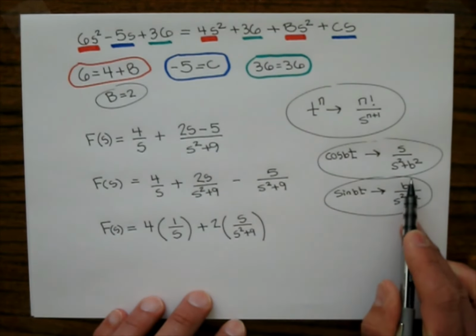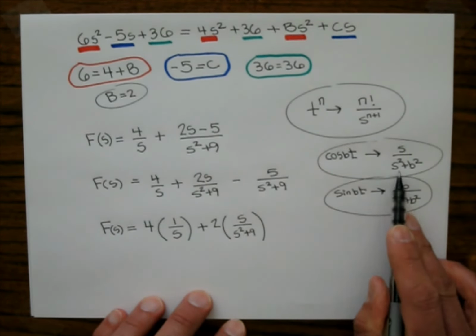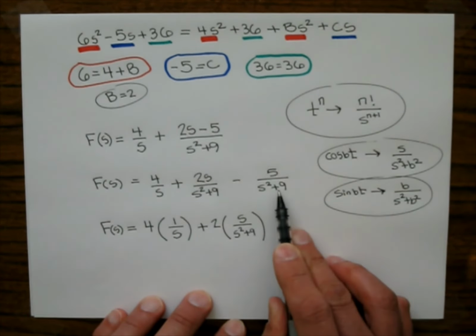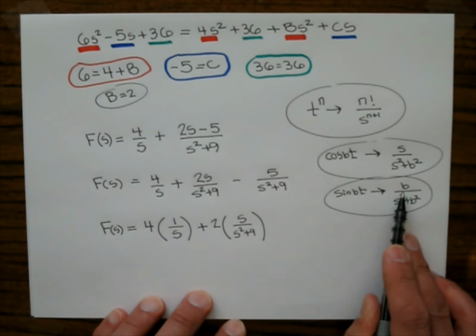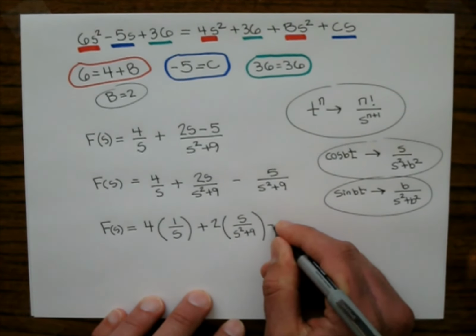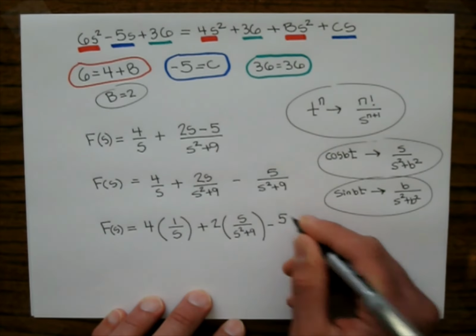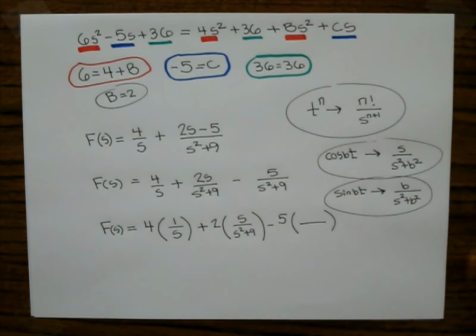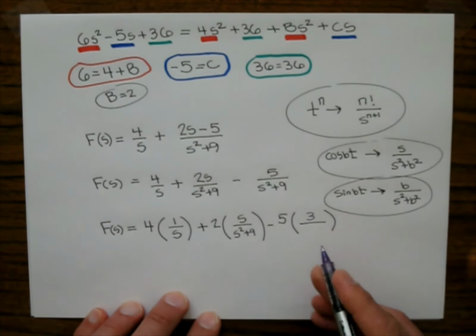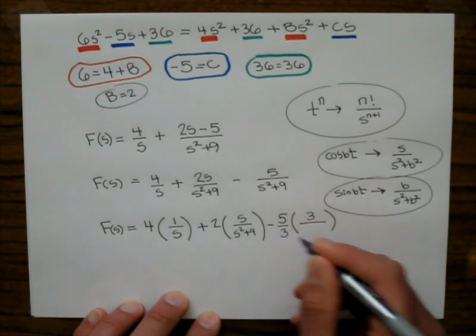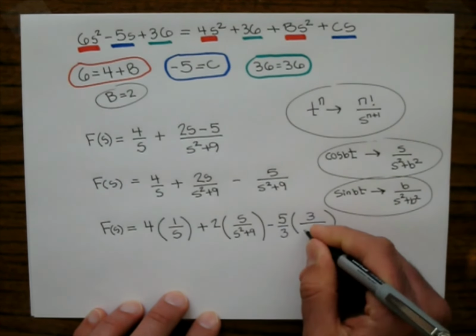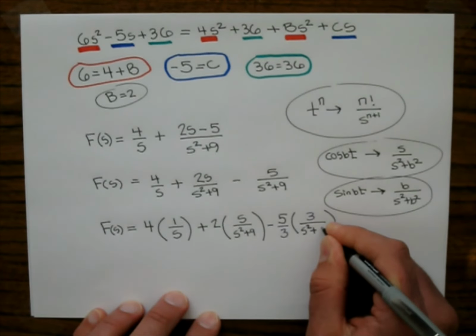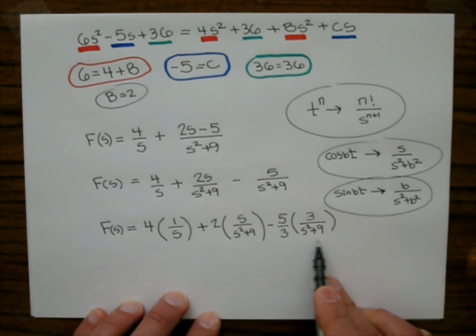And then this last one, you see an s squared down here, s squared plus b squared. Well, b squared, what is b? B is just going to be 3. So what you need on the top is not a 5. What you need on the top of that is a 3. So we're trying to match this formula. But you have to balance the books by putting 1 third out there. And then you have an s squared plus 9 on the bottom, because that's what we have there.